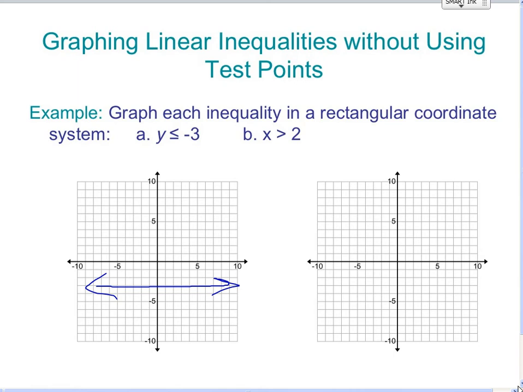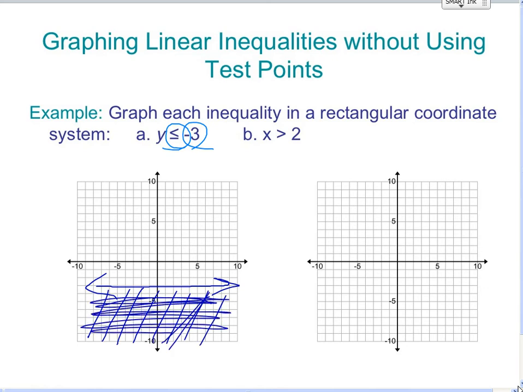Now the inequality says we need numbers that are smaller than negative 3. Smaller is lower or down. So to be less than or equal to negative 3, we would want to be underneath this horizontal line. You're going to shade below. Again, you can do a test point, but it's usually not necessary for these horizontal and vertical lines.